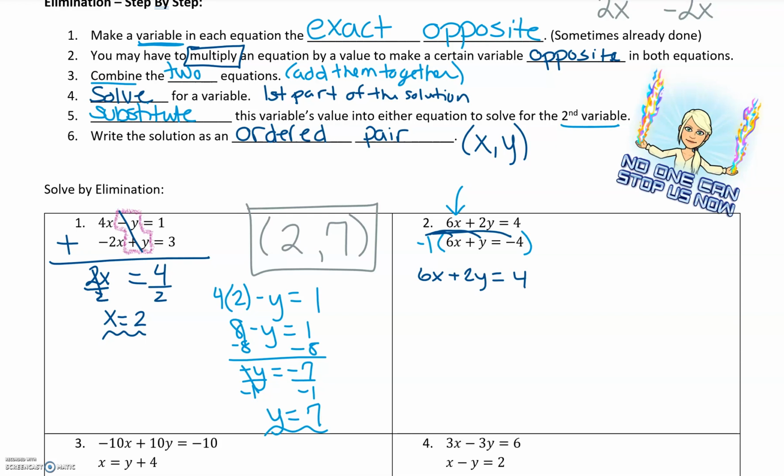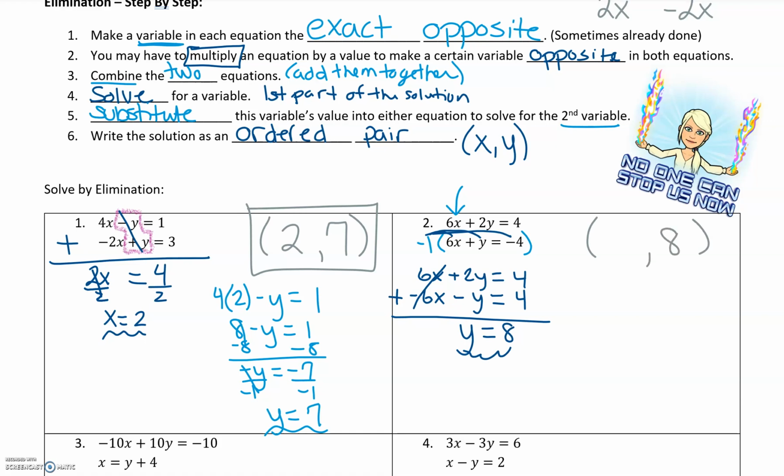So negative 1 times 6x is negative 6x. Negative 1 times y is negative y. Then there's my equal sign. And then negative 1 times negative 4 is a positive 4. Now we can combine them together, so I'm going to add these up. Well, 6x plus a negative 6x eliminates, and it's gone. 2y plus a negative y is just y, and 4 plus 4 is 8. So here we see that the y part of our solution is 8.